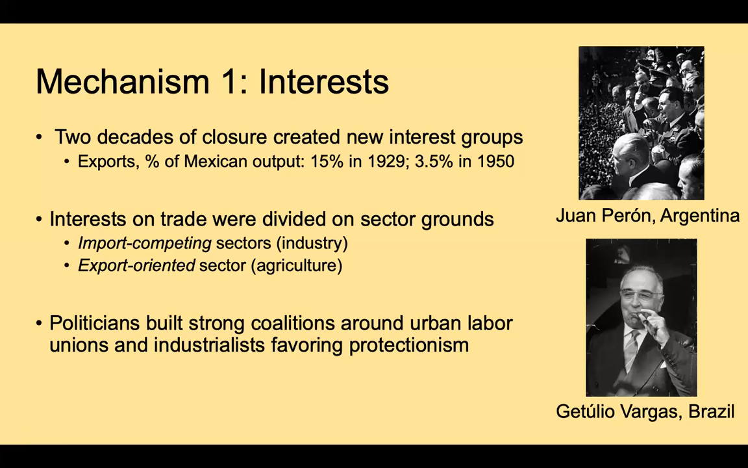So agricultural and industrial actors had very, very different interests, but the import competing sectors, the industrializing sectors, were the ones who benefited from this period of closure, because this period of closure meant that the increase in tariffs helped to protect those domestic industries and helped to save them from outside competition, while suddenly those agricultural producers had a more difficult time accessing the international market because it became more expensive for outsiders to buy their products.